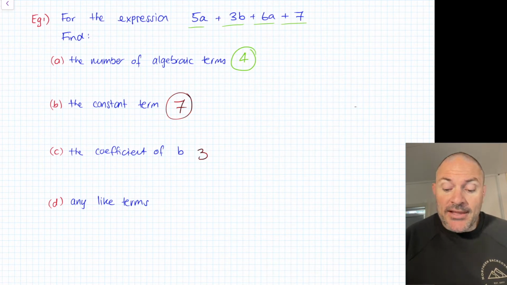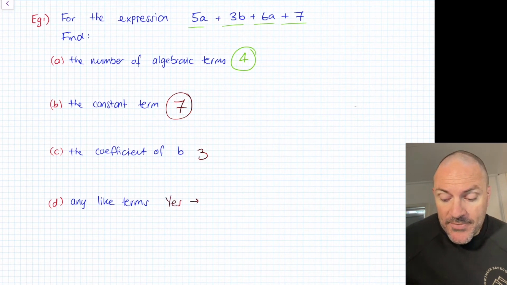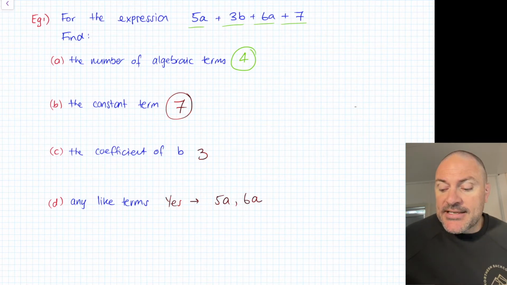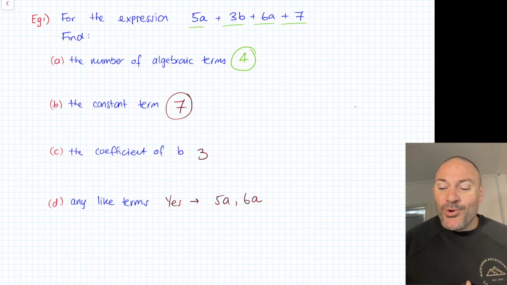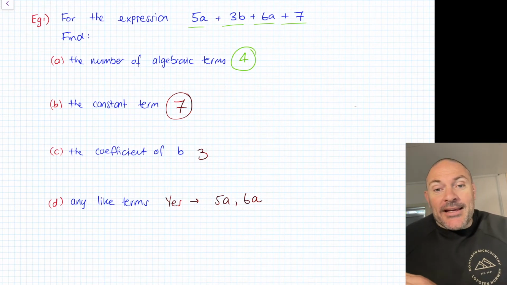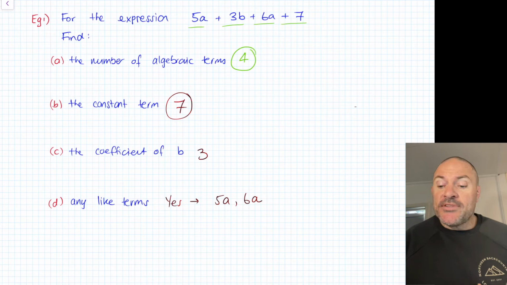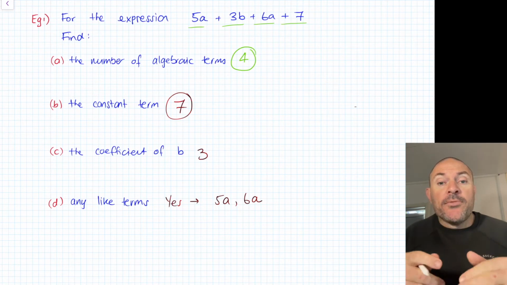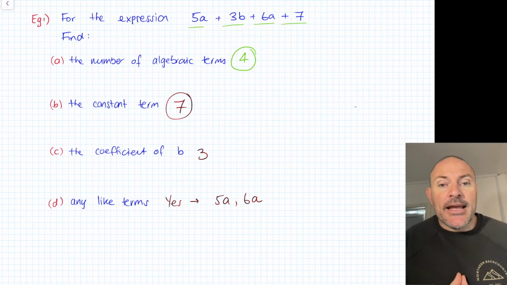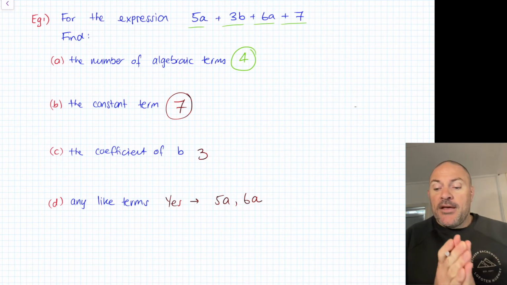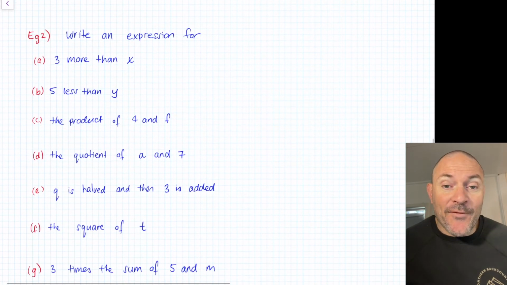And the last one there is, are there any like terms? Yes, there are. We have the 5a and we have the 6a. Now later on, we'll add those together to make them 11a's, okay? But that's for next lesson. So like terms are where the pronumeral or variable or letter is the same, and we had that on both the 5 and the 6. Hopefully we went okay on that one.